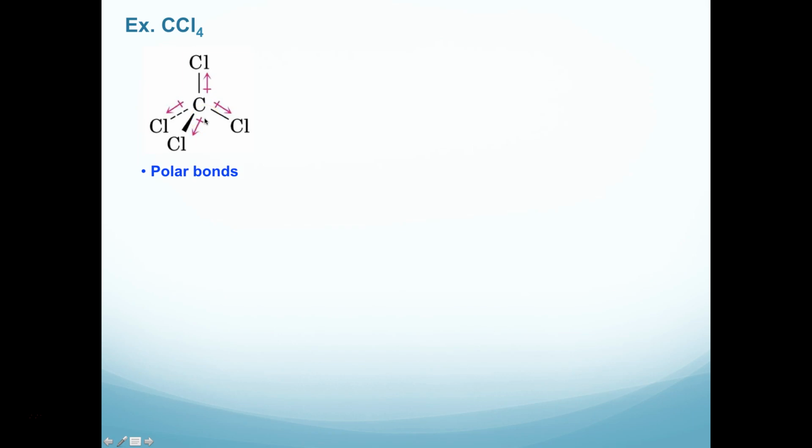Okay, so in this case, even though we do have polar bonds in the molecule, they actually cancel each other out. They're all pointed in the opposite direction. So since we have no net dipole because of symmetry, the overall molecule is nonpolar. Okay, so polar bonds, but the overall molecule will be nonpolar due to symmetry.